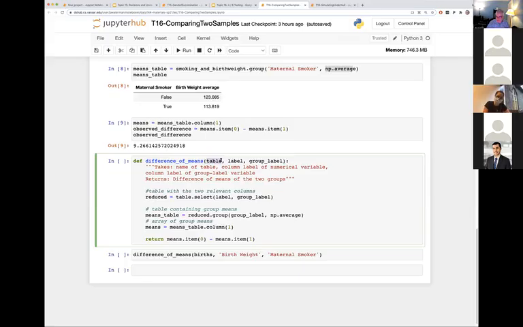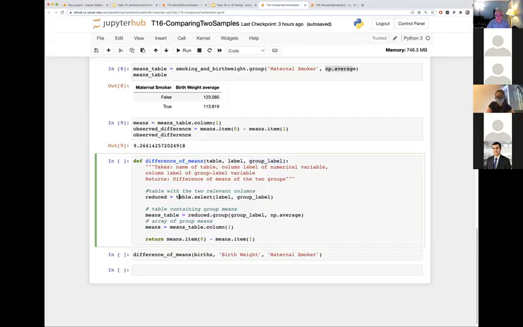We're going to pass in a table. So that's going to be the table we're going to want to compute this difference of means on. And then we're going to take a label, and that is going to be the label that we're going to compute the statistic on. And in this case, this is going to be our birth weight label. And then we're going to take the categorical label, the group, how we're going to do the group. And in this case, for our example, this is going to be the maternal smoker. And so we're just going to perform all the steps that we did in the individual cells.